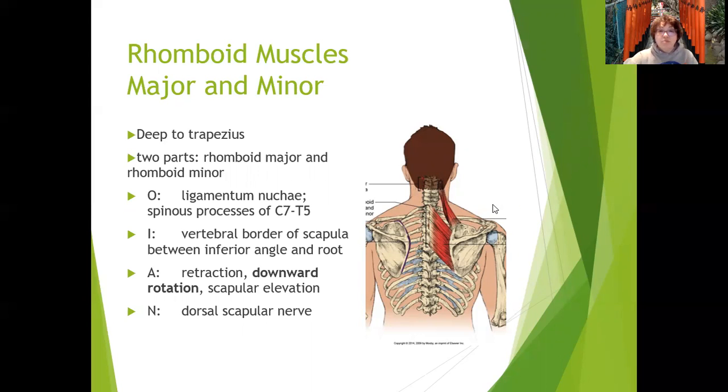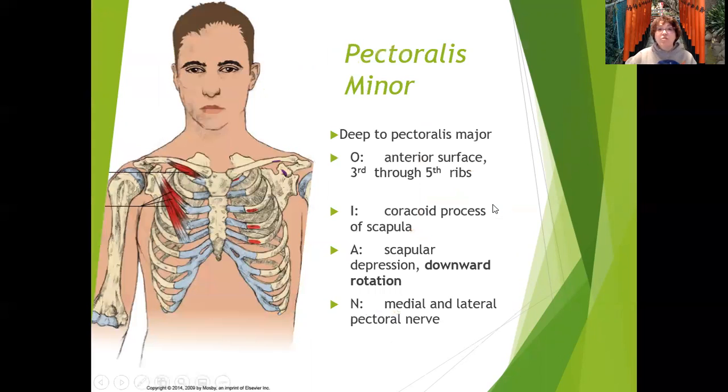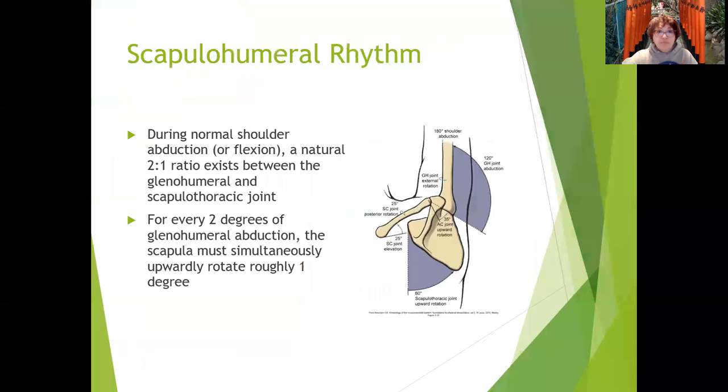Okay, so we'll review the pec minor, good old pec minor. It's the Aurora of muscles. Anterior surface of the 3rd through 5th ribs, attaches up to the coracoid process of the scapula and pulls it down, giving you that 3rd component of the downward rotation force couple. And it gets the medial and lateral pectoral nerve just like the pectoralis major will.